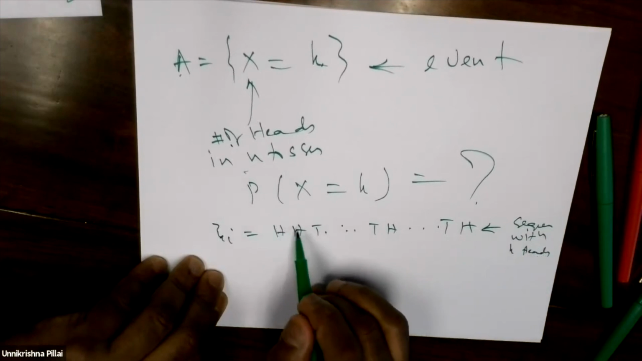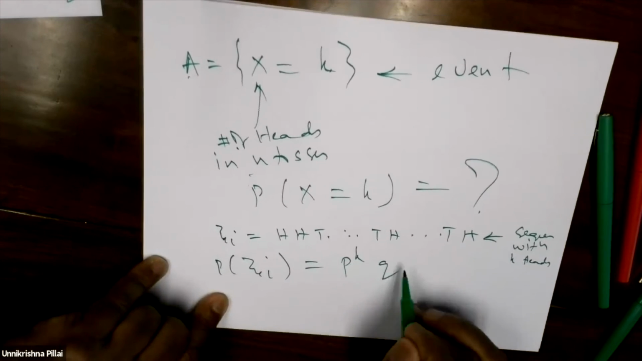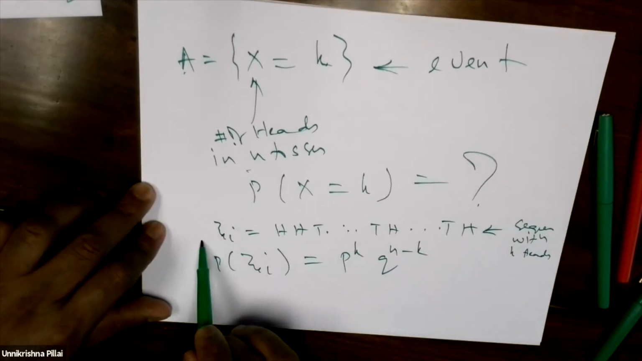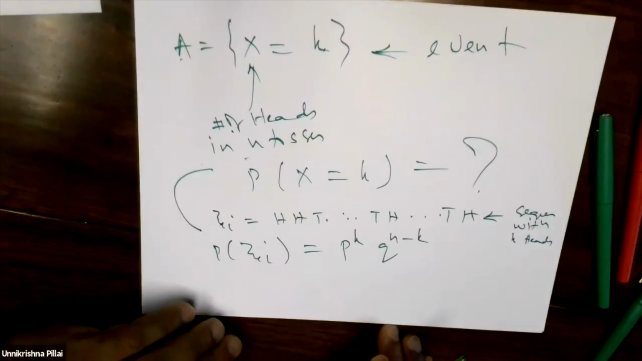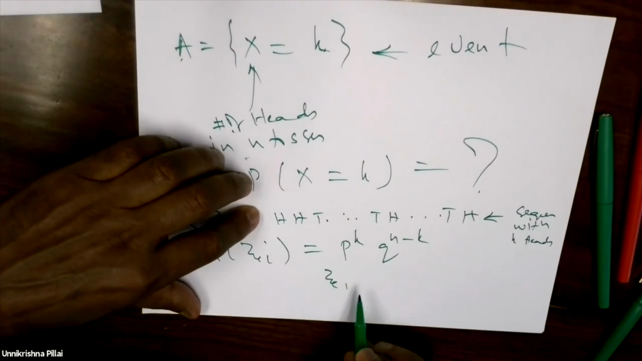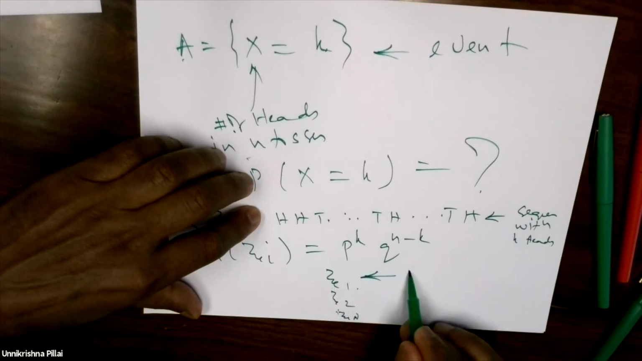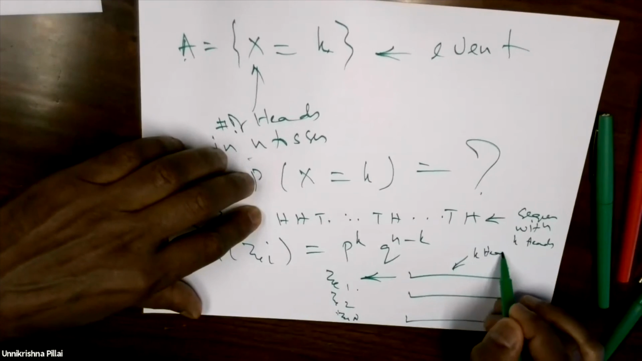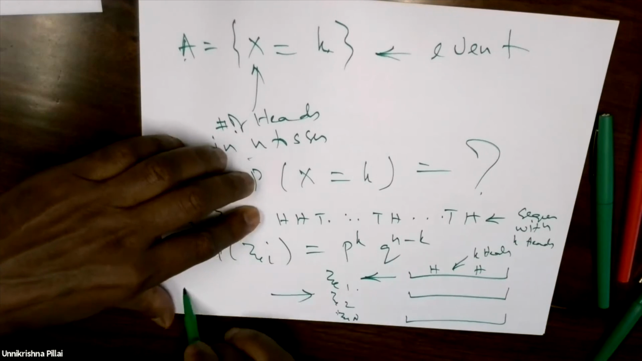If you take a typical sequence, psi i, we argued that these are independent trials. So we know that the probability of psi i is, as we also argued earlier, p to the power k, q to the power n minus k. The question is, how do you connect this with x? Let's say you look at all the sequences, psi 1, psi 2, etc., psi N. All these sequences have the property that they all have k heads. Let's say there are N such sequences.